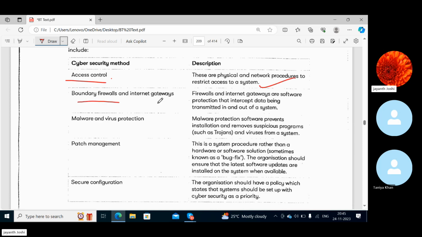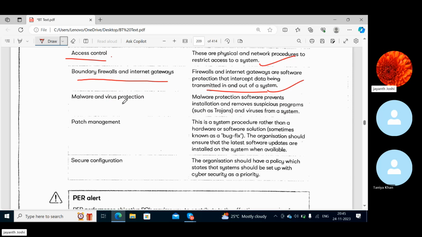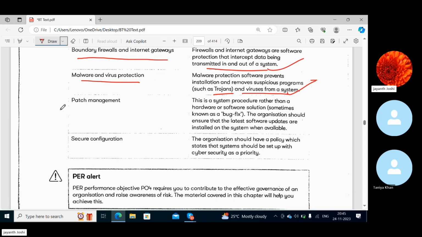Boundary firewalls and internet gateways. Firewalls and internet gateways are software protection that intercept data being transmitted in and out of a system. Malware and virus protection. Malware protection software prevents installation and removes suspicious programs and viruses from a system, like Trojan horse. That means that will be detecting the files and removing the virus files or virus.